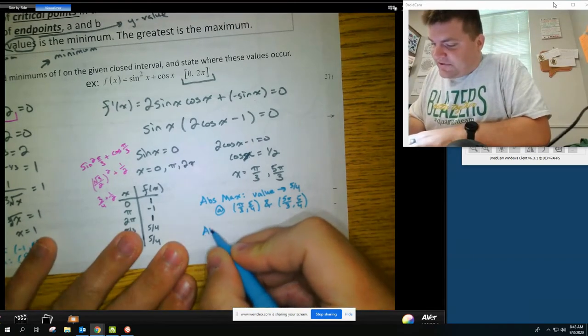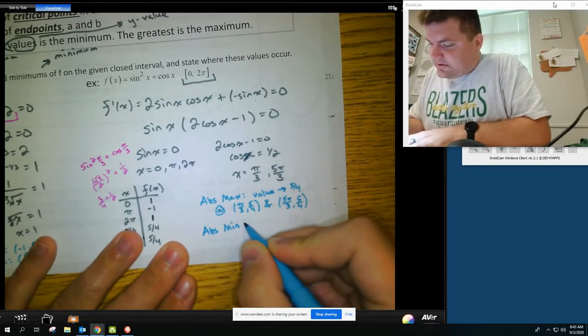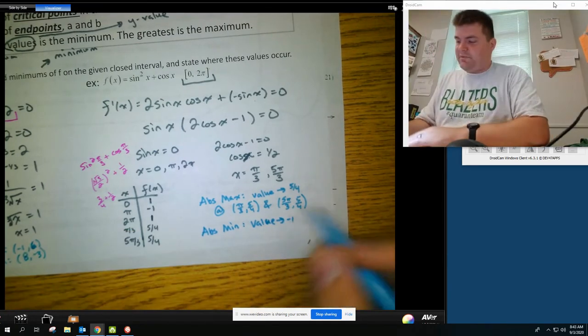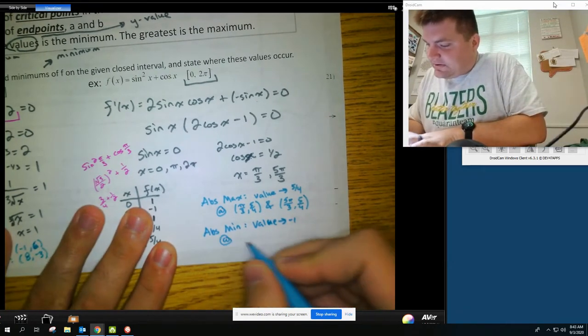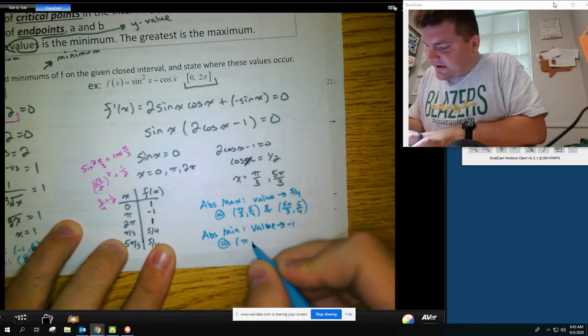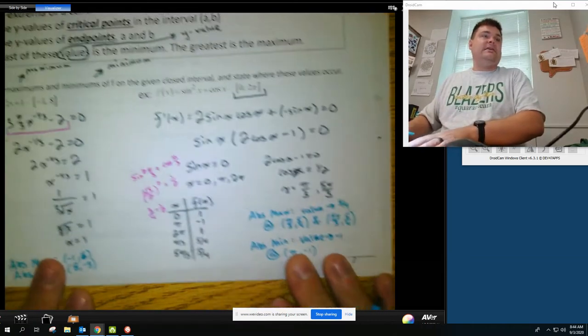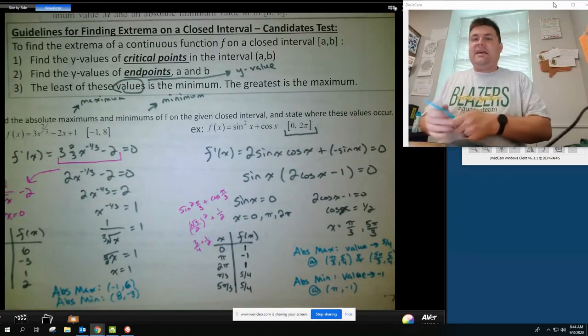And then the absolute min, the value is -1, but that occurs at pi, comma -1. All right. And that is everything you need to know about the candidates test.